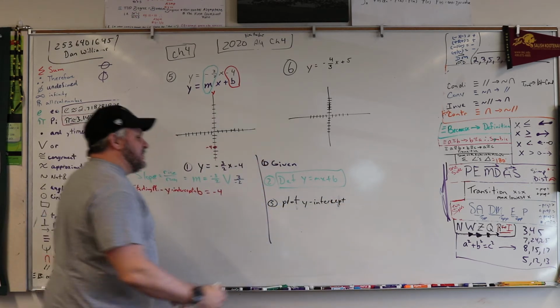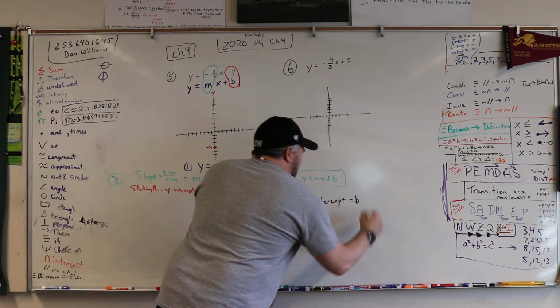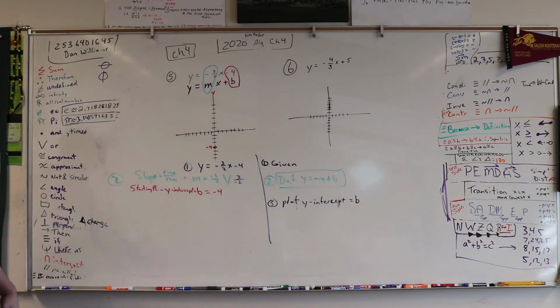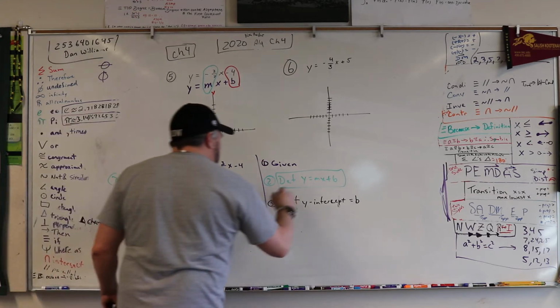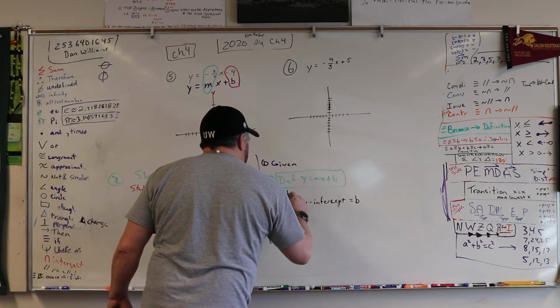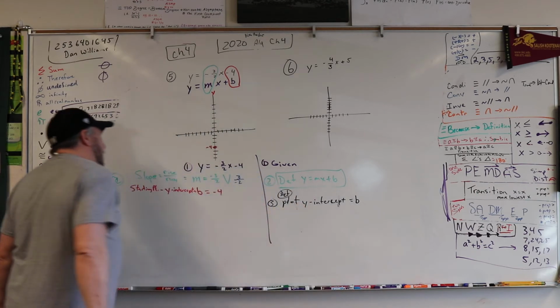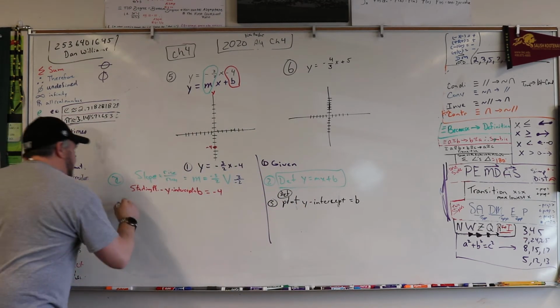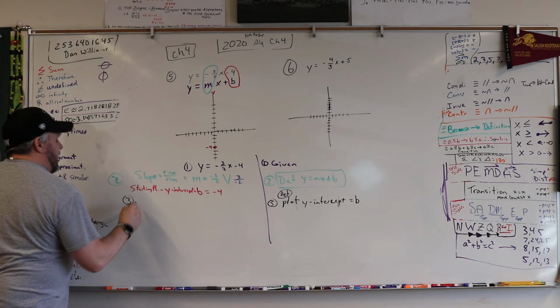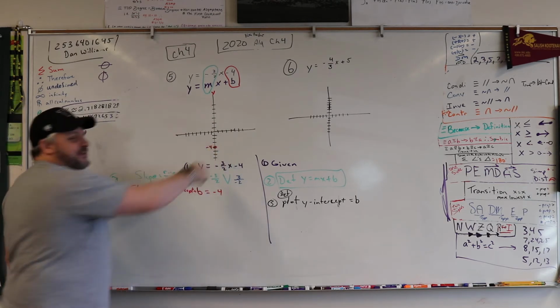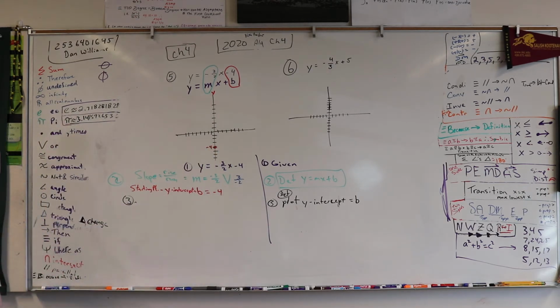Okay? And that is B. And what we're doing is the definition of the y-intercept. So plotting it is the definition of plotting the y-intercept. And that is step 3. So this step is when we graph this. Okay? So we're going to plot it.